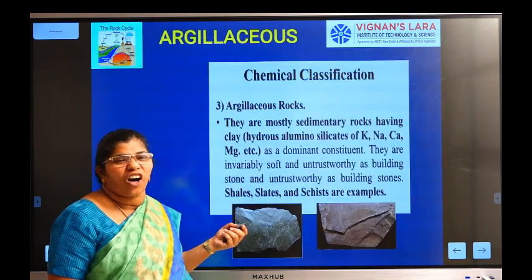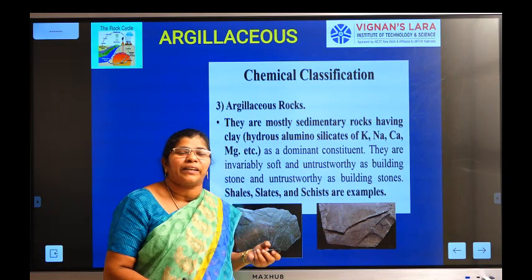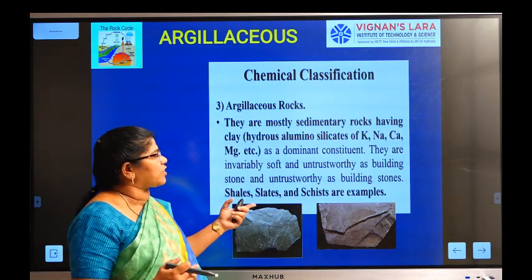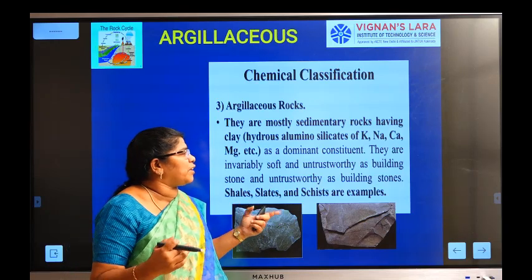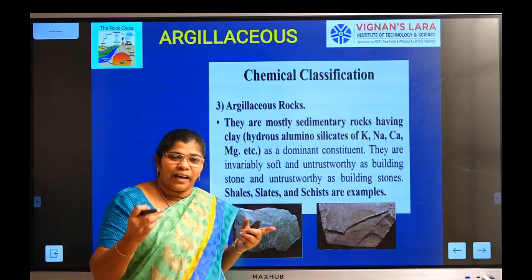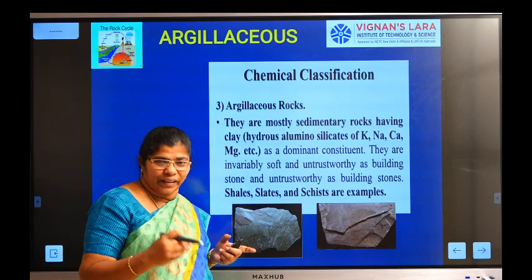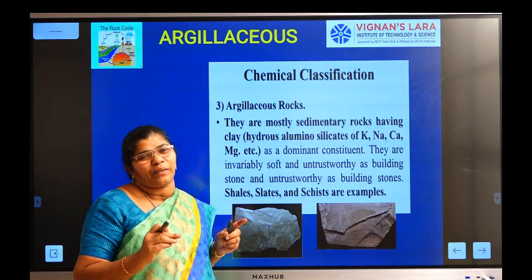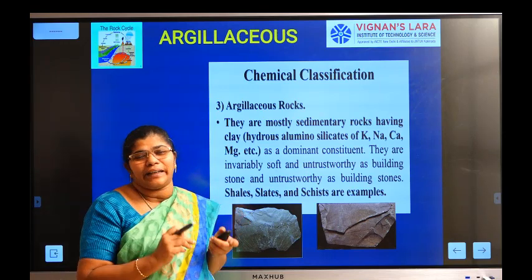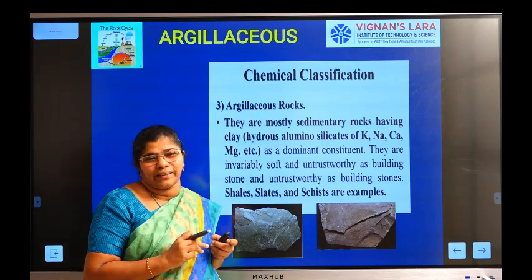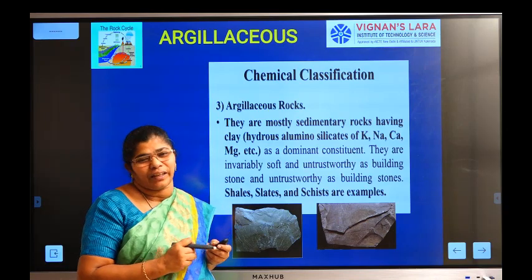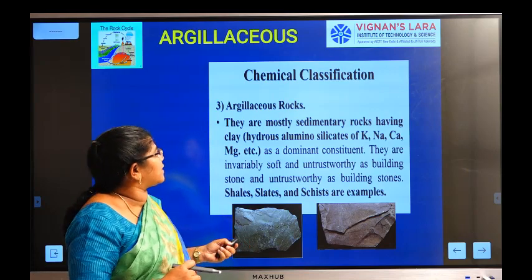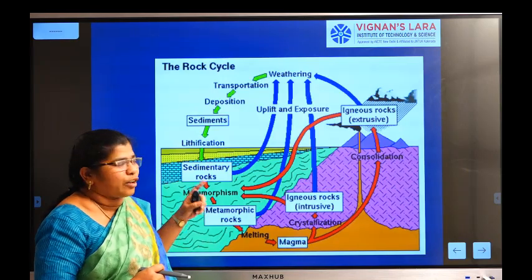The next one is the argillaceous rock. Argillaceous is nothing but clay, right? These argillaceous rocks are mostly hydrous alumina silicates of potassium, sodium, calcium and magnesium, right? So this is having very good clay content. This type of rock will be easily broken into pieces. It cannot be used mostly for actual building purposes because of the strength, right? So this is the chemical composition.